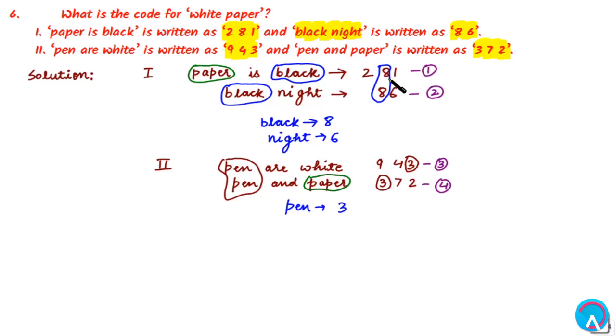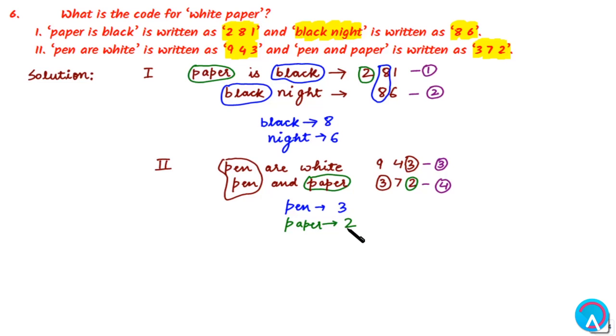And here if we look at the numbers, we have 281 here and 372 here. So this 2 is also common. So we've got one more thing, that paper stands for 2. But ultimately we have to find what is the code for white paper.